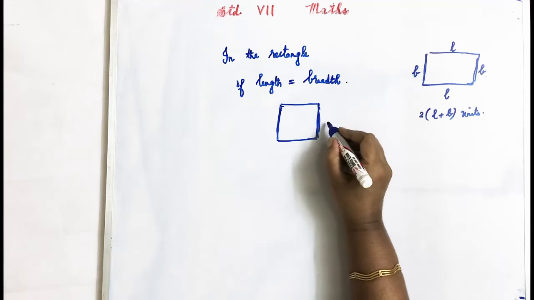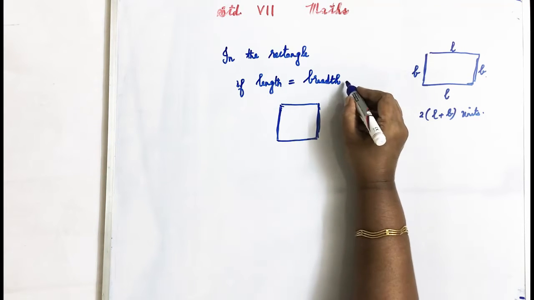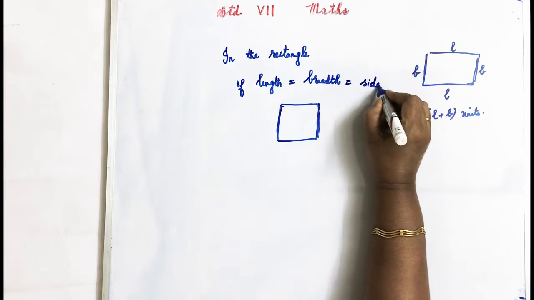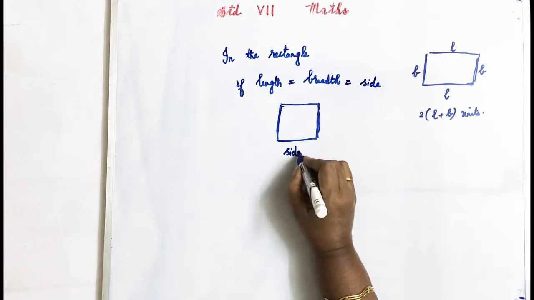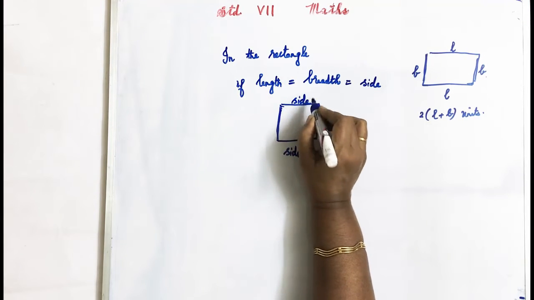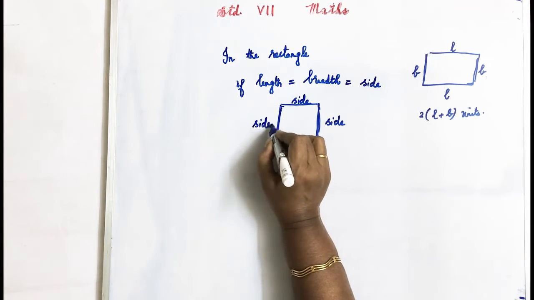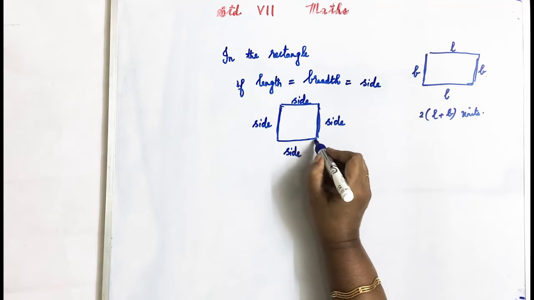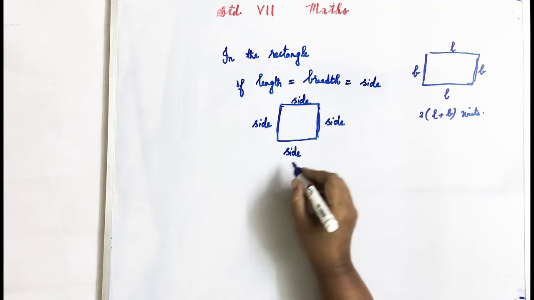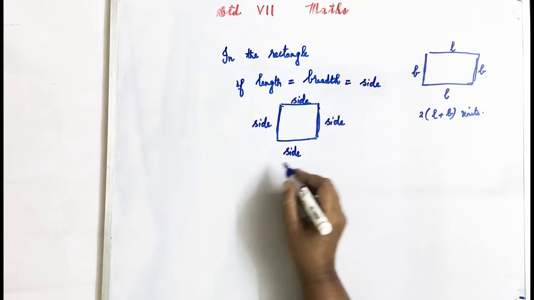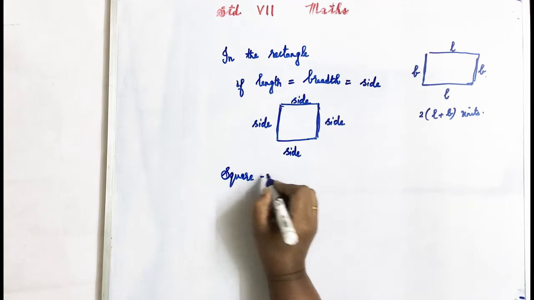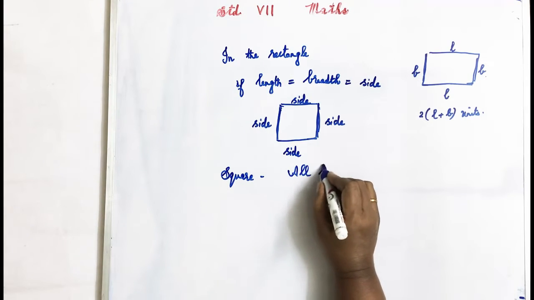Now here L and B are same, and if length and breadth are equal, we will keep it as side now. So this is the side, and this is the side, and this is the side, and this is the side. So here what happens? All the four sides are equal. So what is a square now? If all the four sides are equal, it is called a square. So in a square, all the four sides are equal.